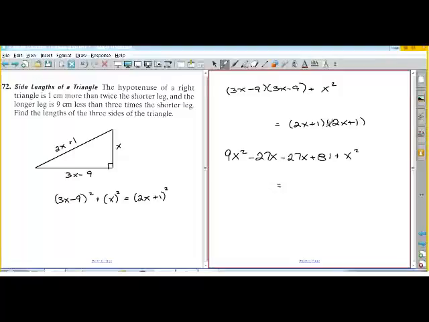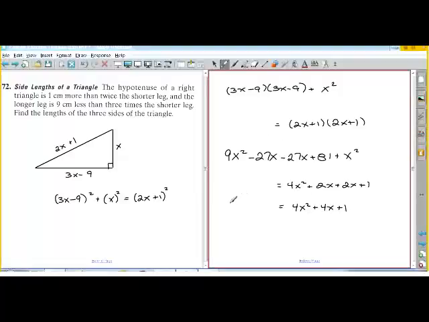Then I add my x squared. And then I do the same thing for the right-hand side. So 2x times 2x is 4x squared, 2 times 2 is 4, x times x is x squared. Inner is 1 times 2x, which is 2x. Outer is 1 times 2x, which is 2x. And then last is 1 times 1, which is 1. So now I'm going to combine these first. I combine these two terms, which are both x terms. So that's the right-hand side simplified.